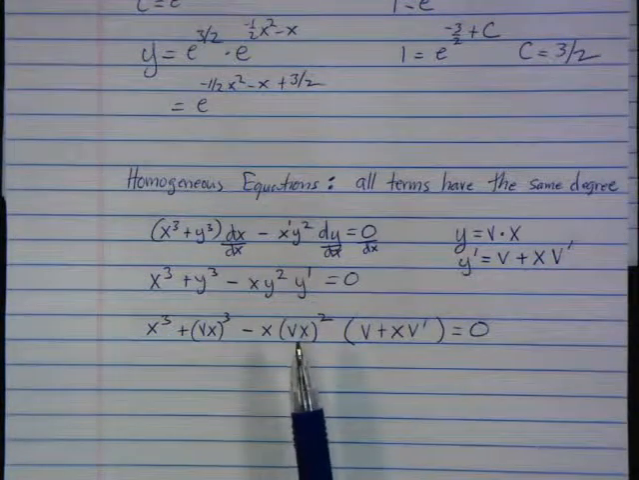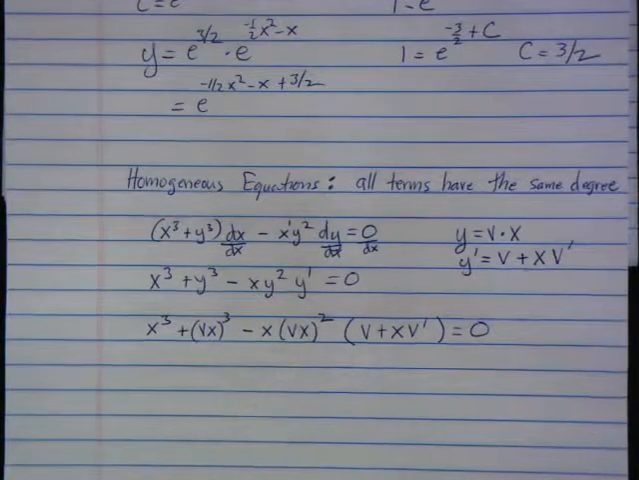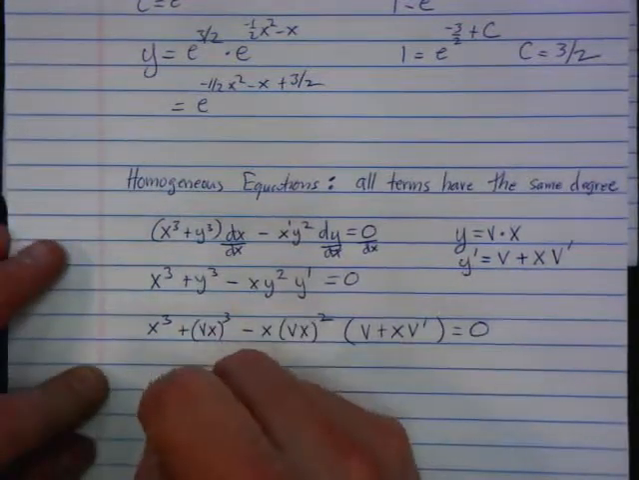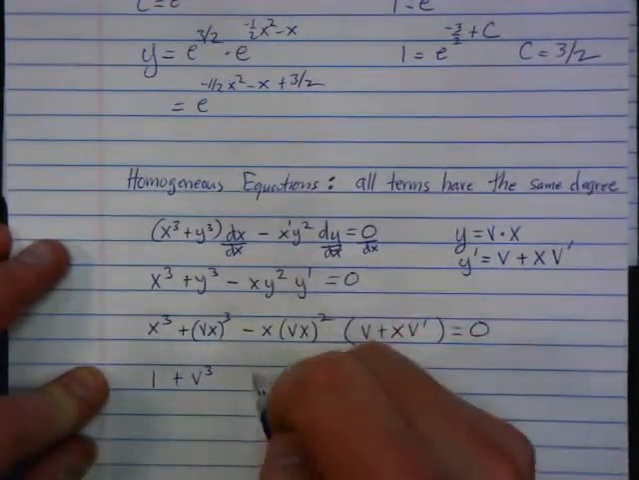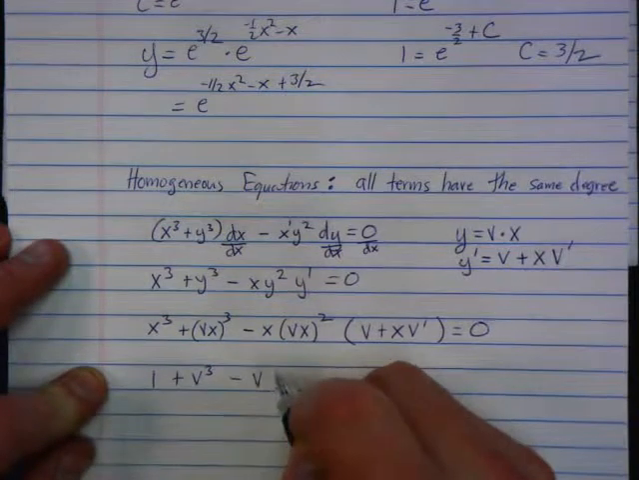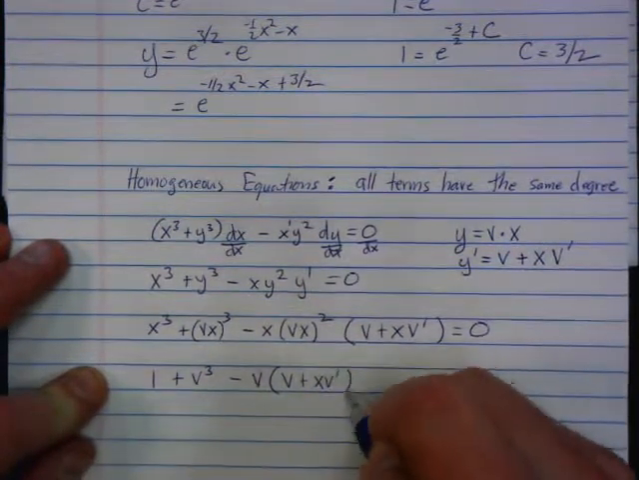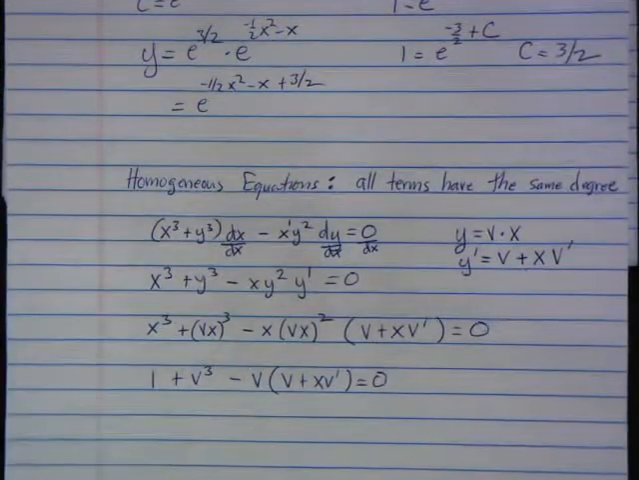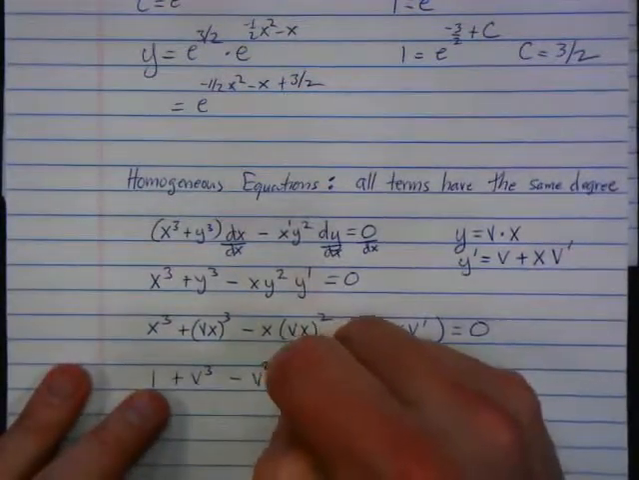So what can I do with x cubed? I can factor it out and divide by it. So I divide everything by x cubed. I have 1 plus v cubed minus v times v plus x v prime equals 0. Is that the v squared? V squared, absolutely, thank you. V squared right there.